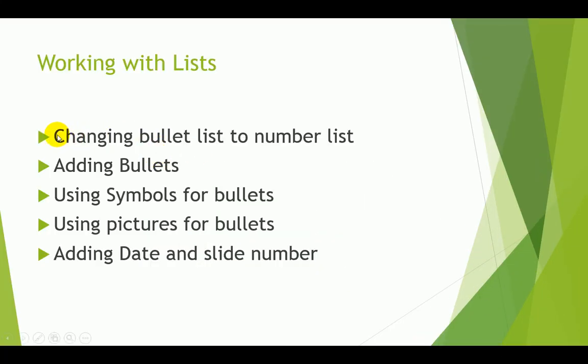In this lesson, we changed a bulleted list to a numbered list. We showed you how to add bullets to a slide that did not already have bullets. We changed our bulleted list to symbols. We changed our bulleted list to a picture. And then finally, we looked at the date and slide number settings, specifically how to remove it from the title slide.